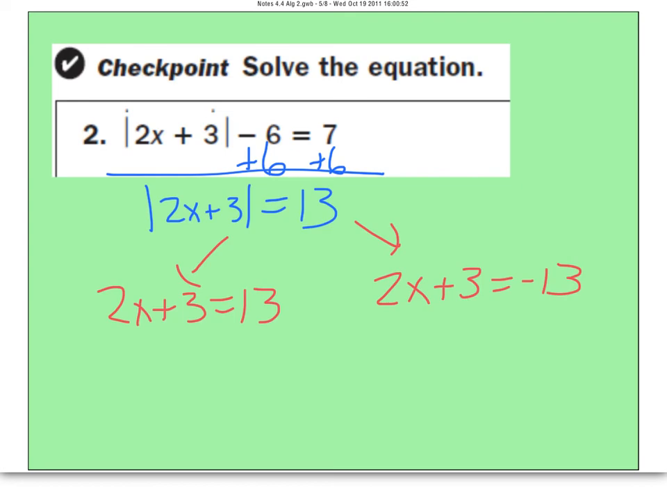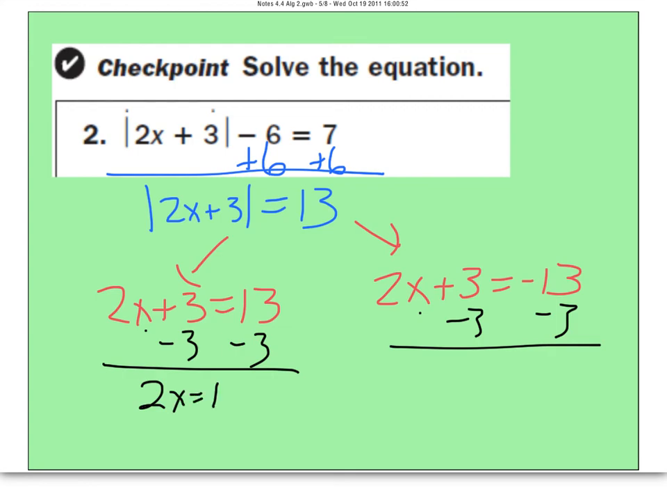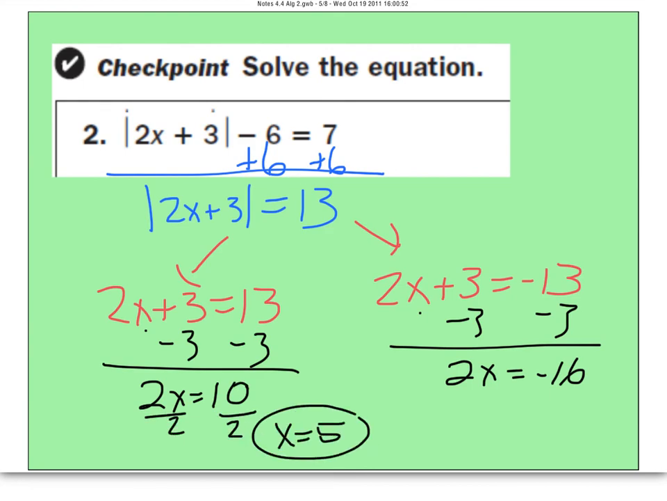I'm going to solve these two at the same time. To get x by itself on both, I subtract 3. So do this all at once. It's kind of a quick way to do it. Be careful, it says 2x equals 10. This would be 2x equals negative 16. Now I divide by 2, so x is 5. Or, an answer that would work, x would be negative 8.